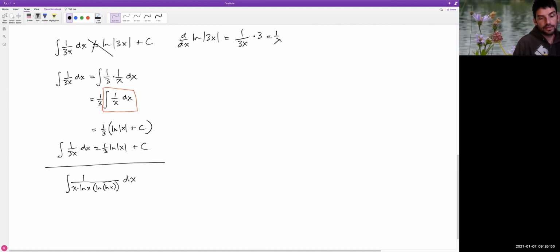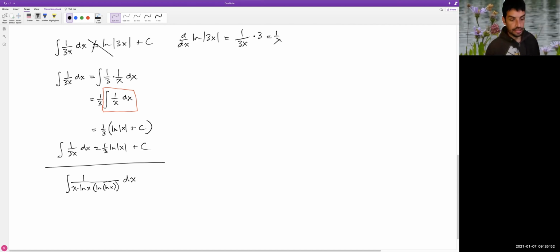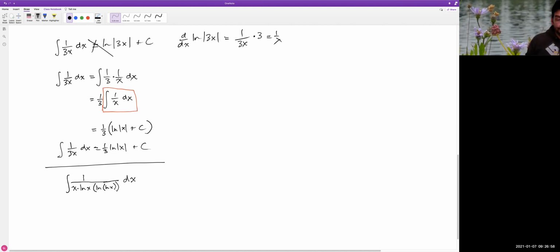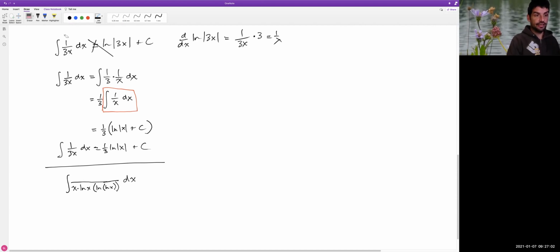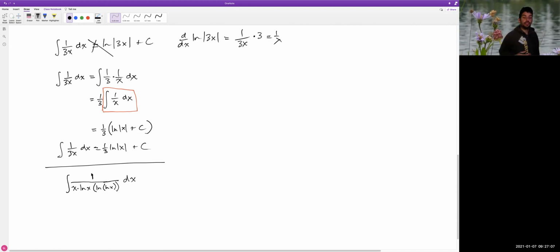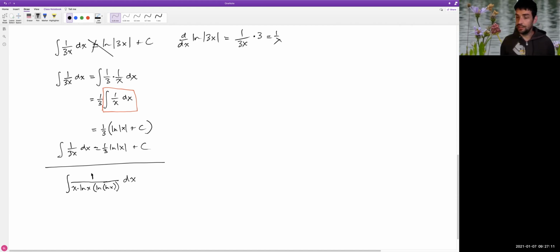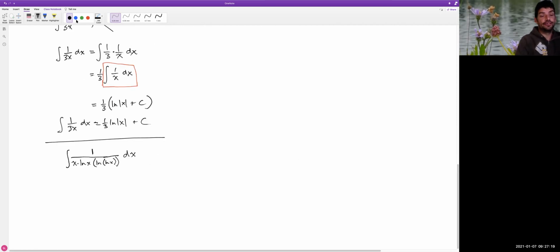All right, there's our integral. We've got 1 over x times the natural log of x times the natural log of the natural log of x. Right? It's very reasonable to look at this thing and not really have an idea where to start. And when that happens, you just start with something. You just try some things. There's nothing wrong with trying something and finding out it doesn't work.